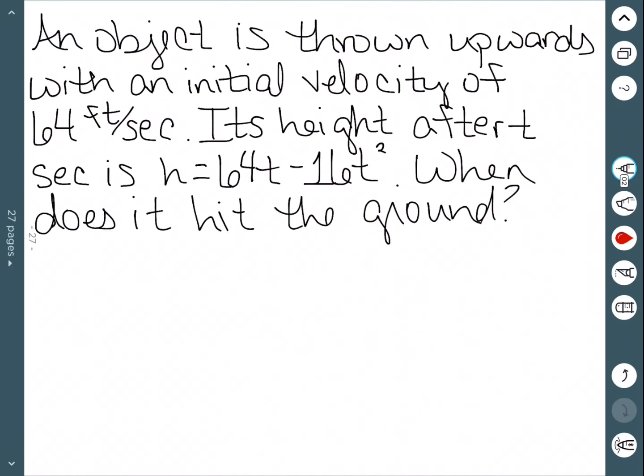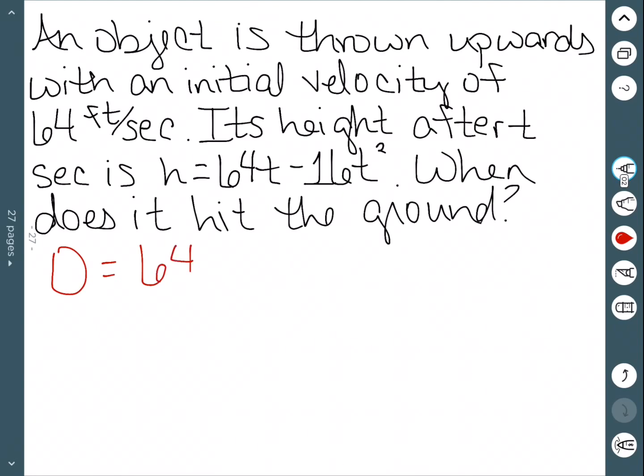For our last problem, we have an object that is thrown upwards with an initial velocity of 64 feet per second. We also know its height after t seconds is given by the formula 64t minus 16t squared. We want to know when it hits the ground. The first thing this problem gives you is the initial velocity. And to be honest, this is just extra information. It's completely unnecessary. All we really care about is its height. The ground is a height of 0, so when is the height equal to 0?